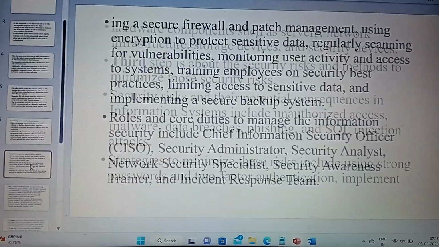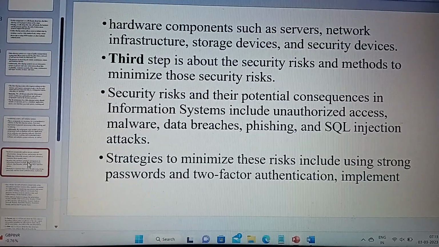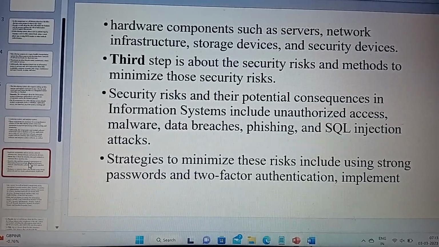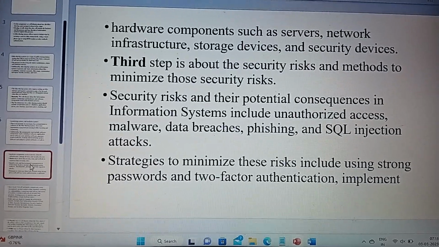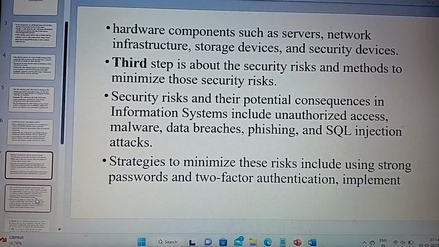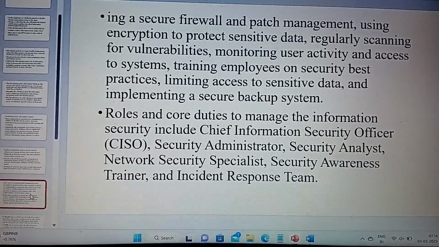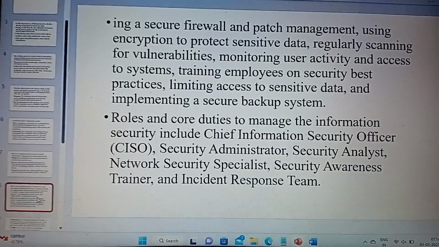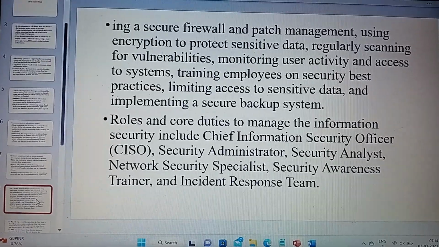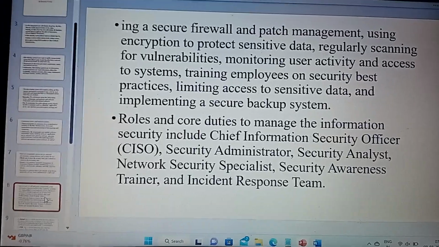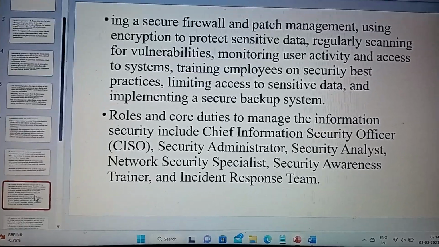Mainly, the strategies to minimize this risk are keeping strong passwords or two-factor authentication, maintaining a secure firewall, training employees on security best practices, limiting access to sensitive data, and implementing secure backup systems.